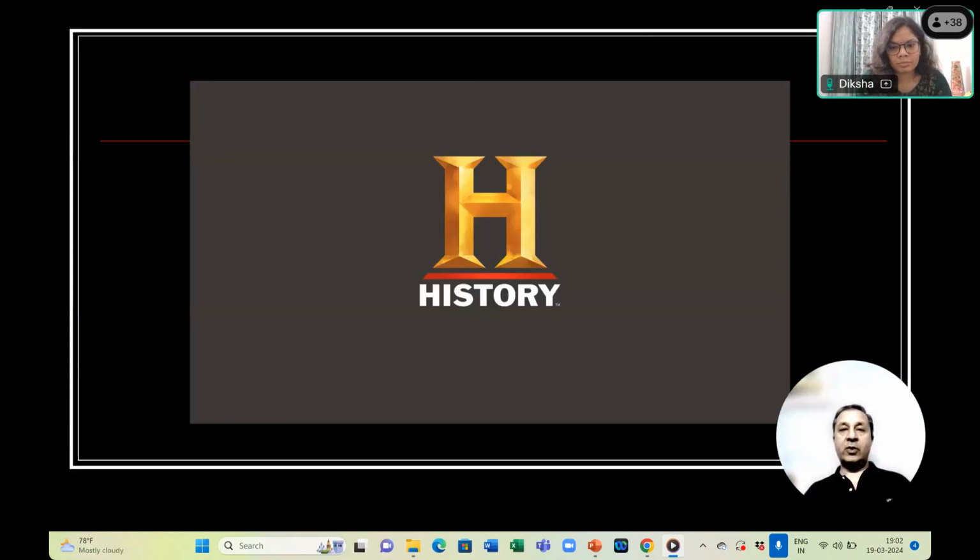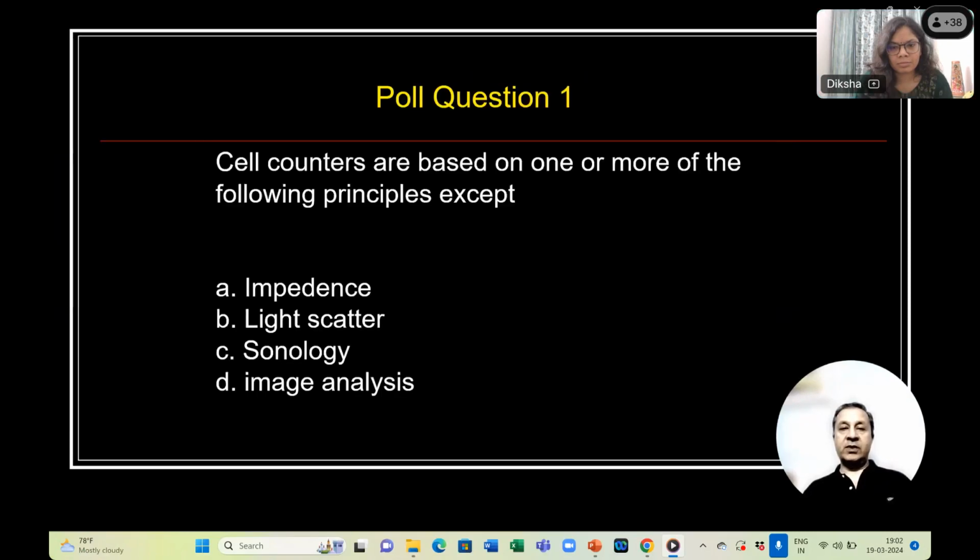So let's take a quick peek into the history, and we will just go through a few questions to know where we stand as far as hematology analyzer practice is concerned. So the first question is, cell counters are based on one or more of the following principles except. The answers are either impedance, light scatter, sonology, and image analysis. And the answer is sonology.